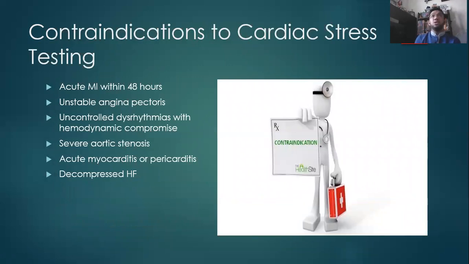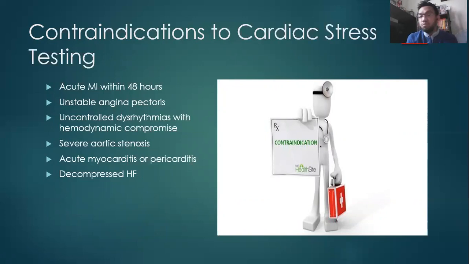Now, contraindications to cardiac stress testing. If the patient has had an acute myocardial infarction within the last 48 hours. So, of course, the patient cannot handle cardiac stress testing if the patient has had an MI. Unstable angina pectoris. So if the patient has this type of angina pectoris, the chest pain that the patient feels is unpredictable.